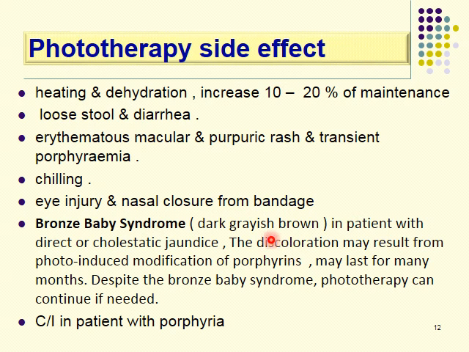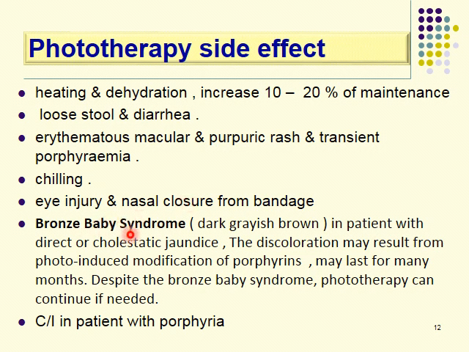Now, what are the side effects of phototherapy? First of all, and the most important, is heating and dehydration, so we increase the fluid by 10 to 20% of maintenance during phototherapy treatment. Also loose stool and diarrhea, erythematous rash, which may be macular or purpuric, chilling, eye injury from patching when we close the eye, and nasal closure from bandaging, which is very serious and may cause suffocation to the baby. So we have to observe the patient closely.